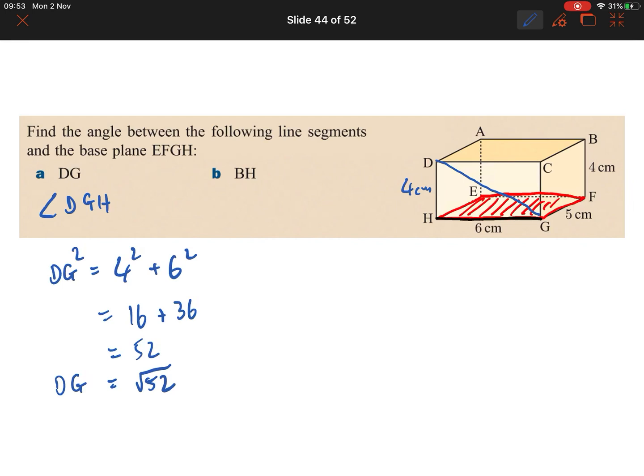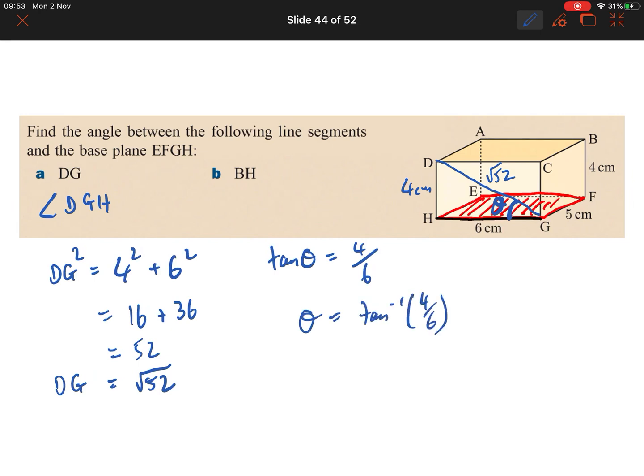So DG is going to be the square root of 52. I'm going to leave my answer as root 52 because that way I can have things being accurate. Now, if I want to know this angle, actually, I've wasted my time because I could have found that angle straight away, because I already had 2 of the sides. So I could have said straight away that the tan of that angle is equal to the opposite side, which is 4, over the adjacent side, which is 6.